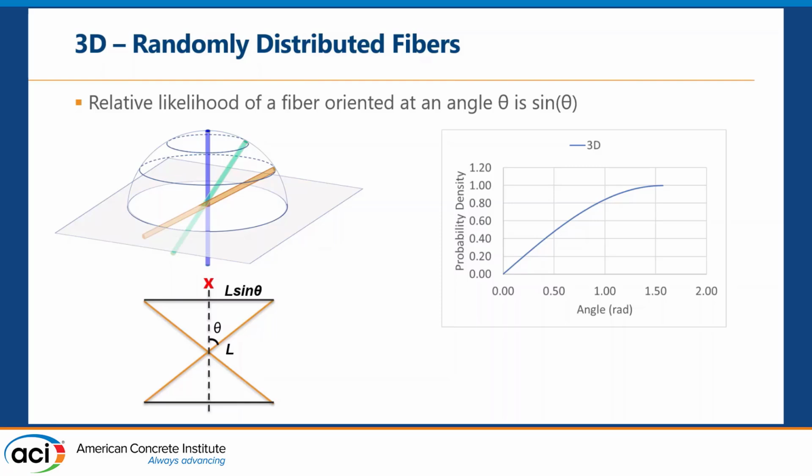So a little bit of mathematical background. In a 3D space, if all the fibers are randomly oriented, the likelihood of a fiber oriented at a certain angle, theta, will follow a sine theta curve. So what I'm showing here is basically the population of the angle of the fiber from 0 degrees to 90 degrees. It follows a sine curve.